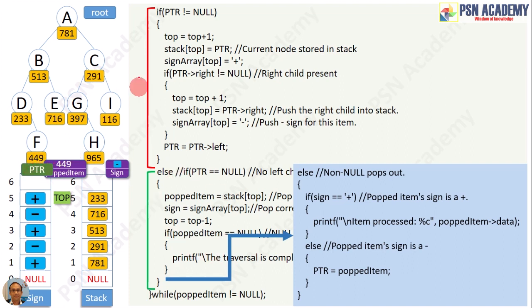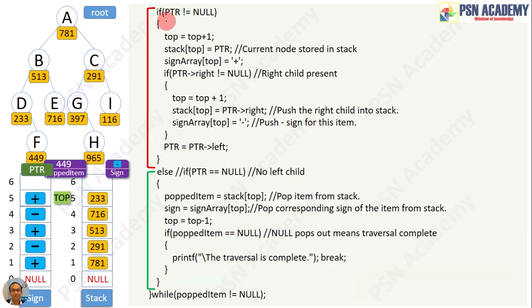We get back to the first statement of the do while loop. Again we check whether PTR is not null. Yes, PTR is not null because it is standing at 449. So we get inside, increment top by 1. So that top goes to 6 and you set PTR's address to stack top. PTR's address is 449, so 449 is here, and you associate with a plus sign for this statement. So plus sign is here.